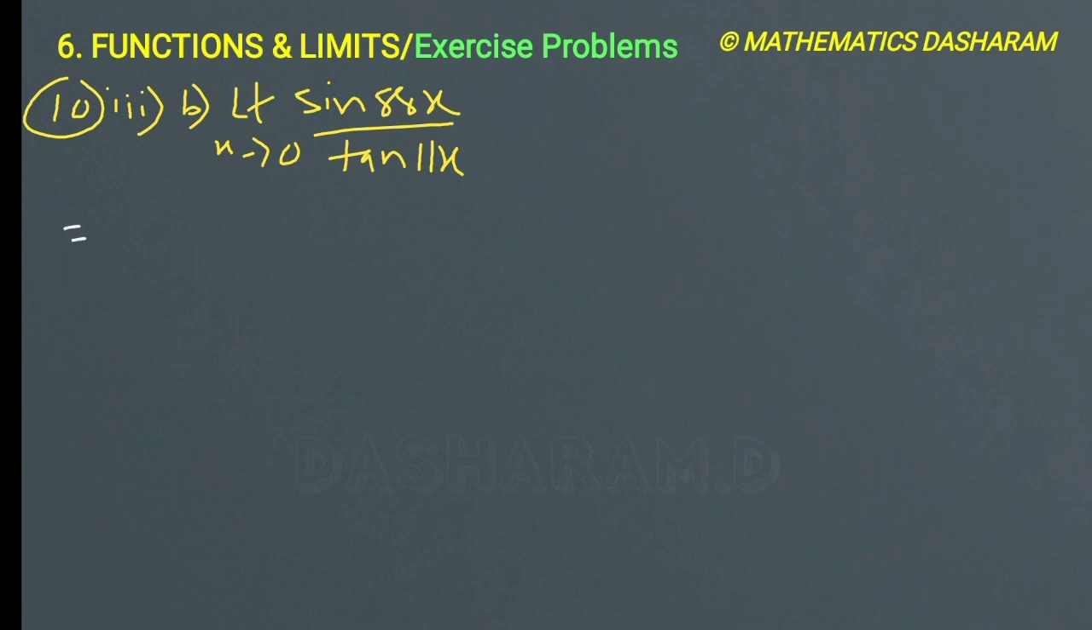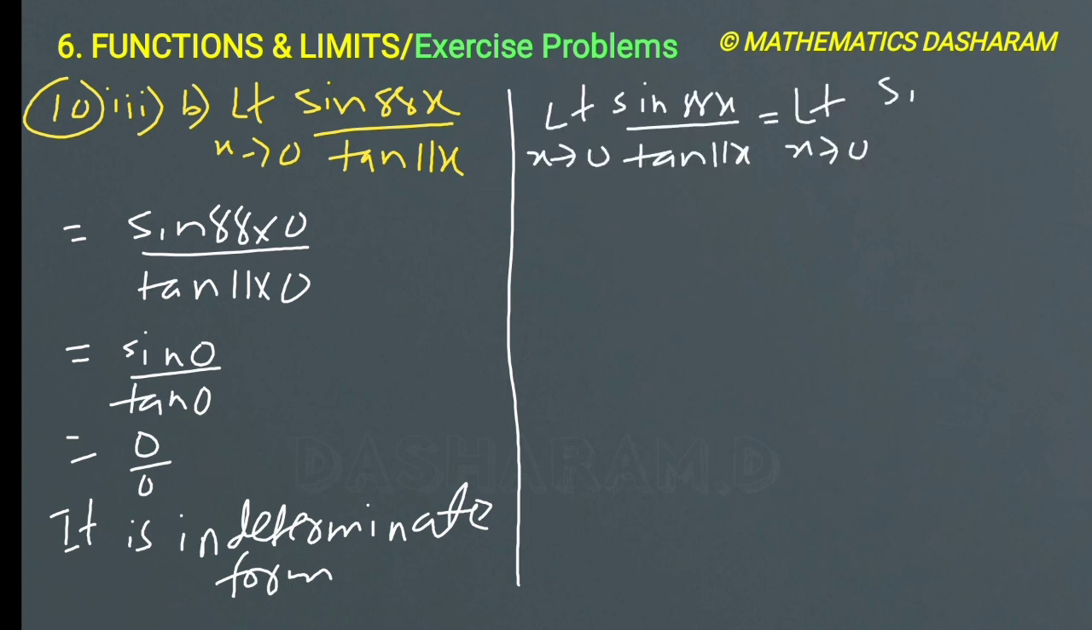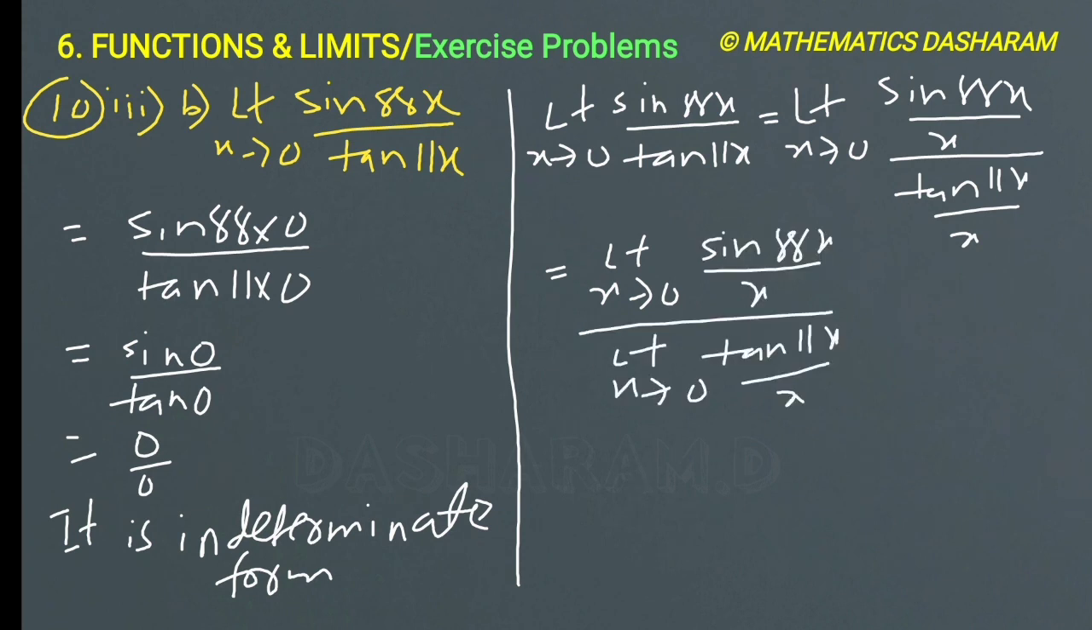Substitute x equals 0 in this. Then we get the indeterminate form. So divide the numerator by x and the denominator also by x. Now apply the limit for the numerator fraction and the denominator fraction. The numerator answer is 8 and the denominator answer is 11 as per the formula. So it is equal to 8 by 11.